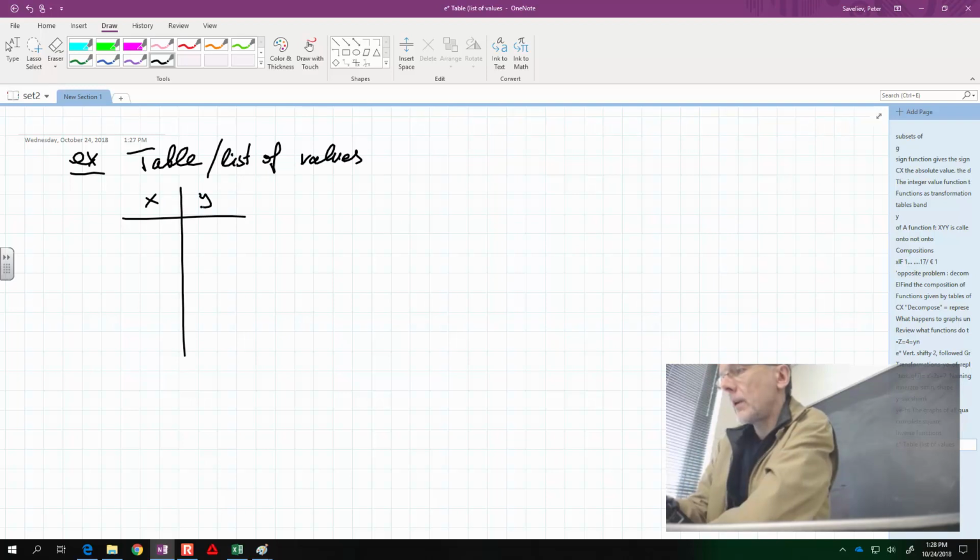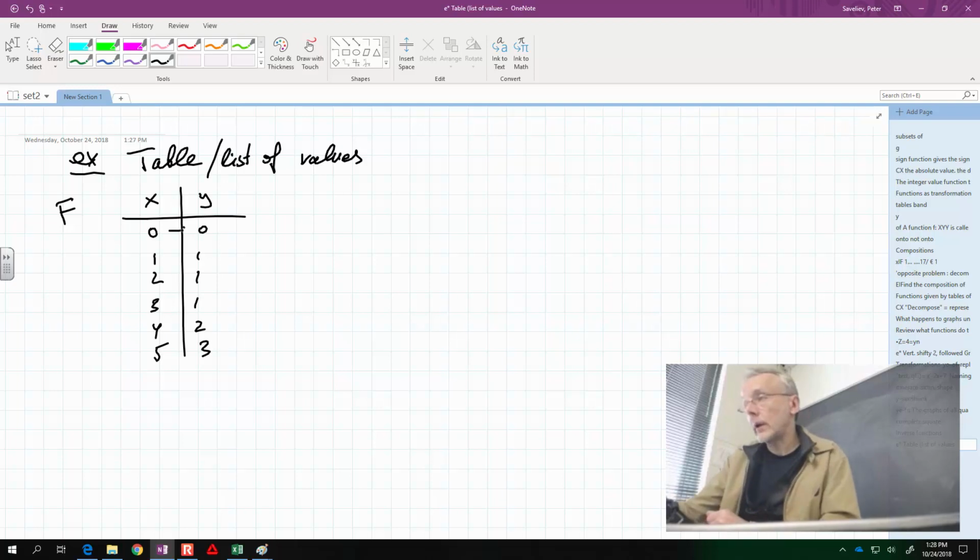X is here, Y is there, this is my F, and I have, say, 0, 1, 2, 3, 4, 5, and 0, 1, 1, 1, 2, 3. Okay, so we're going every time. These are the arrows. Usually you don't plot them because it's a table already, but what's behind the table is a bunch of arrows, like these. So you can add them if you want to.